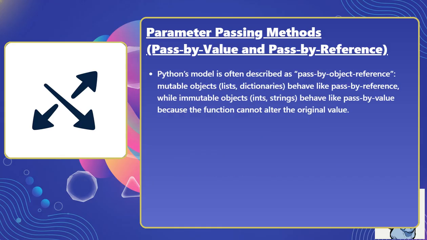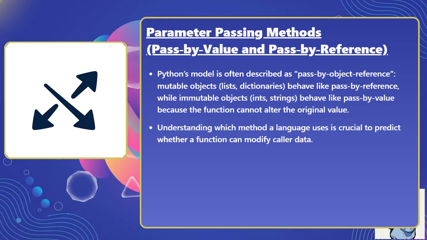Python's model is often described as pass by object reference. Mutable objects such as lists and dictionaries behave like pass by reference, while immutable objects such as ints and strings behave like pass by value because the function cannot alter the original value. Understanding which method a language uses is crucial to predict whether a function can modify caller data.